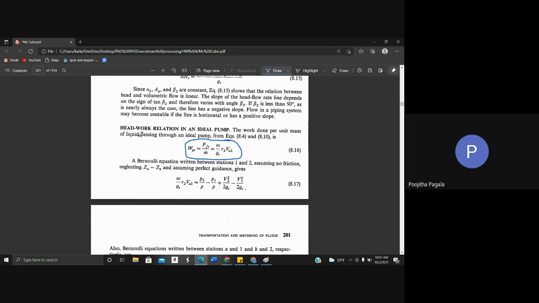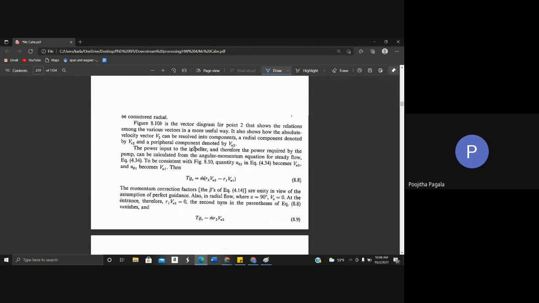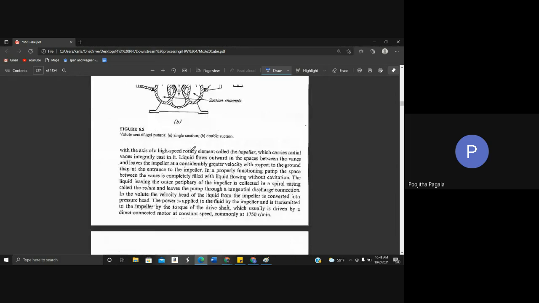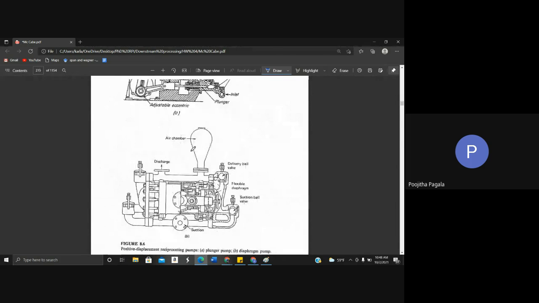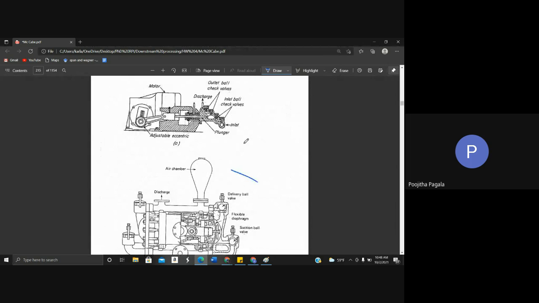Work done per unit mass of liquid flowing through the ideal pump. This is the head work relation in an ideal pump. So you can just go through this derivation, but it is not very important from a GATE perspective. But it will help you get a better understanding of why we got the scaling laws as Q proportional to N, H proportional to N square, and P proportional to N cube. So all these things are derived from that theory.